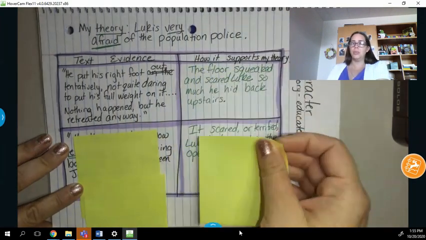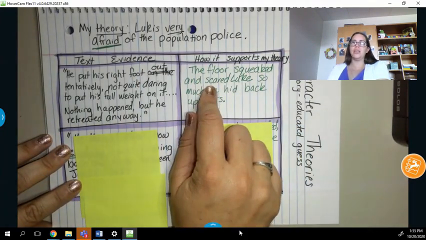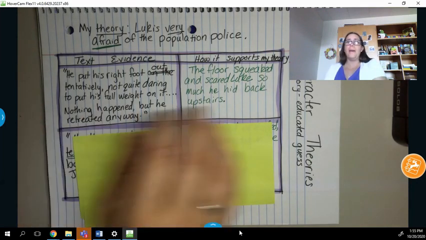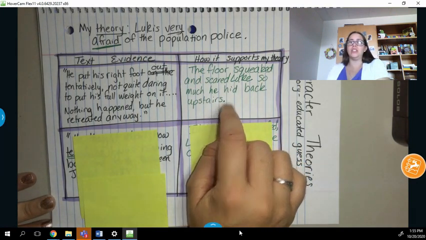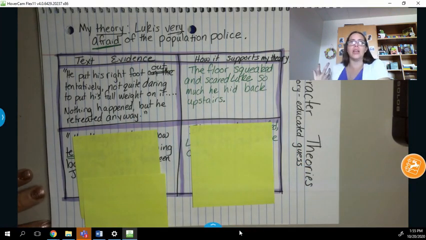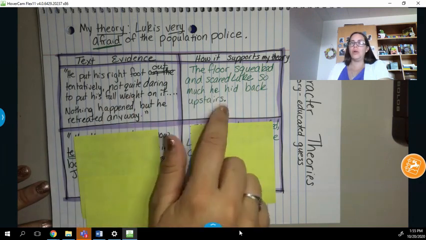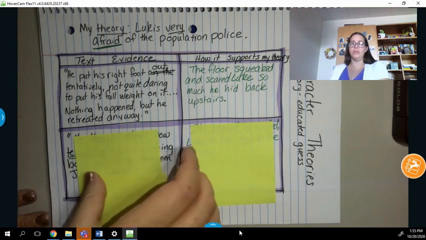So how this supports my theory. The floor squeaked and scared Luke. If you've ever stepped on a squeaky floor, you can't hear the squeaky floor outside. But it scared Luke so much that he hid back upstairs because he was so afraid somebody outside the house might have heard the floor squeaking just a little bit. So go ahead and write these down if you have not done so already. If you need to pause the video, now's the time to do so.